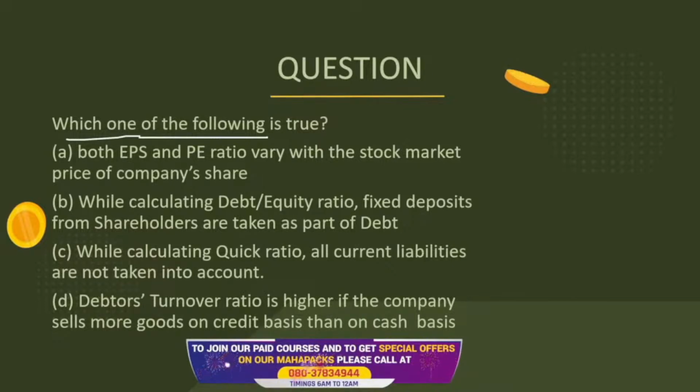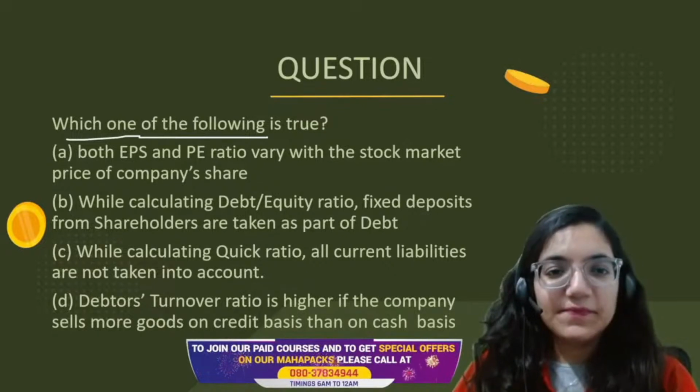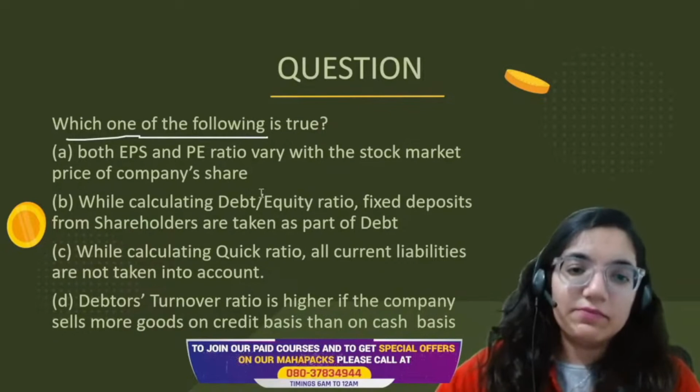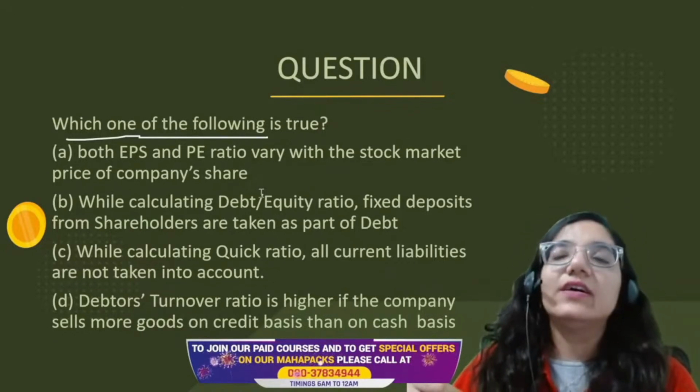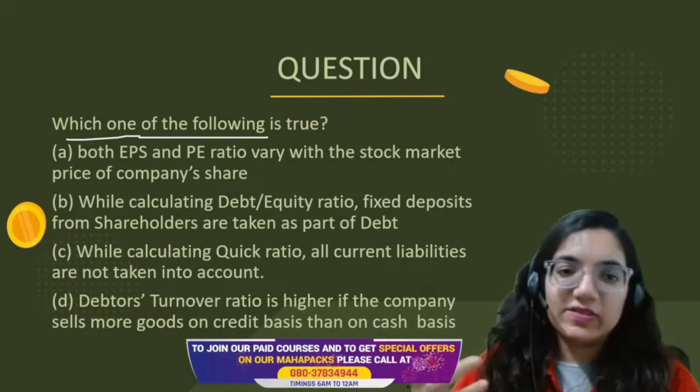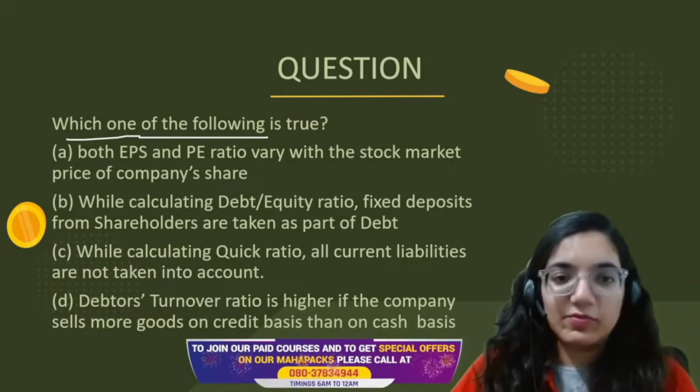So what would be the answer in this case, everyone? Let's look at it. Both EPS and PE ratio vary with stock market. Yeah, they are based upon market price. They are called market test ratios. But EPS is not based upon the market. PE ratio is based upon the market.